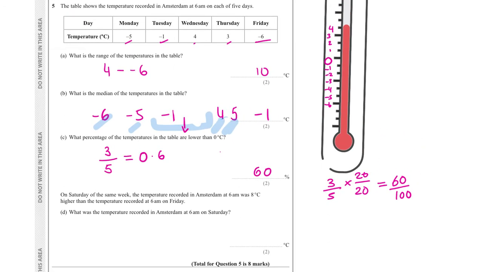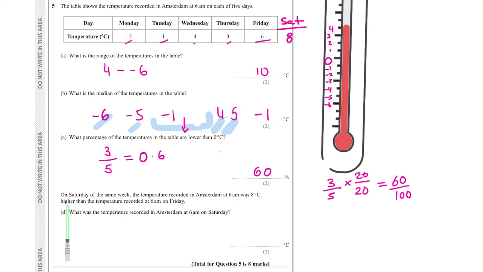It then says, on Saturday of the same week, the temperature recorded in Amsterdam at 6 a.m. was 8 degrees. So on Saturday, it was 8 degrees. God, that really picked up, didn't it? It got warm. Oh no, sorry. Oh, see, this is something that happens. Did I read the whole sentence? No. Let's read the whole sentence.